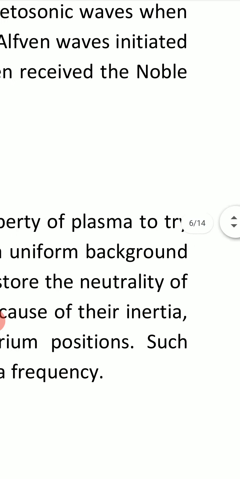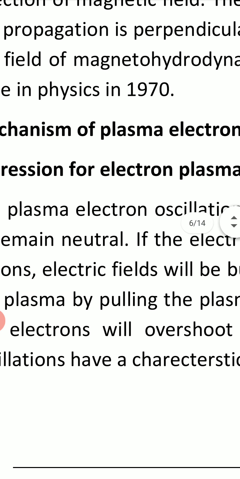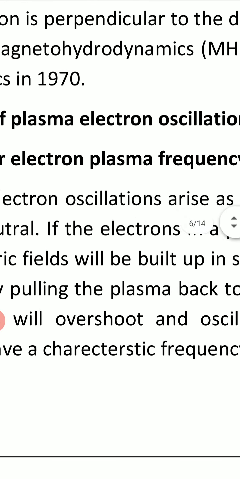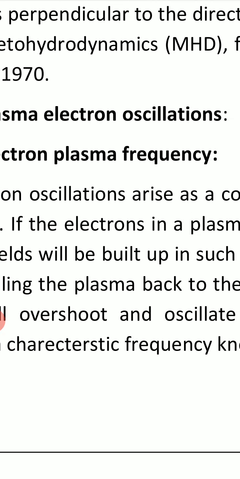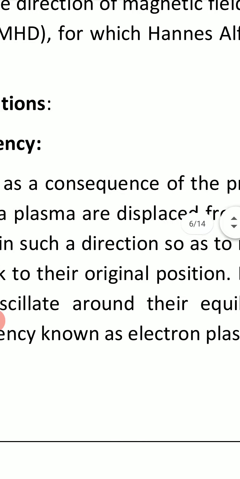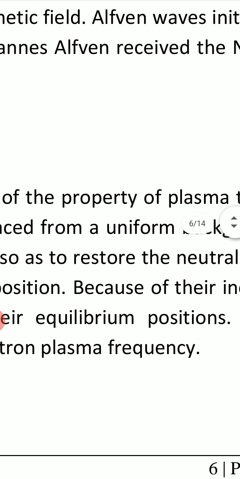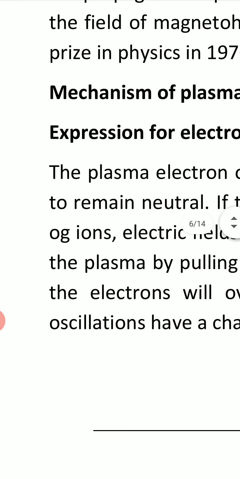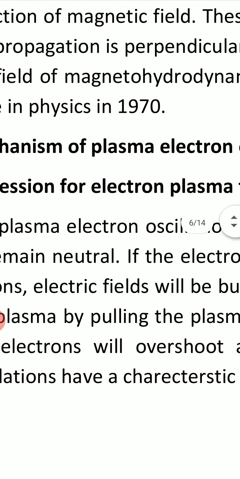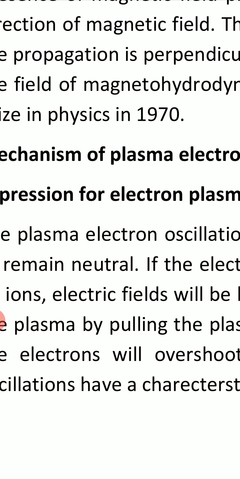Alfvén waves initiated the field of magnetohydrodynamics (MHD), for which Hans Alfvén received the Nobel Prize in Physics in 1970. So there may be two types of oscillations in plasma according to species, according to oscillations of electrons or oscillations of positive ions.